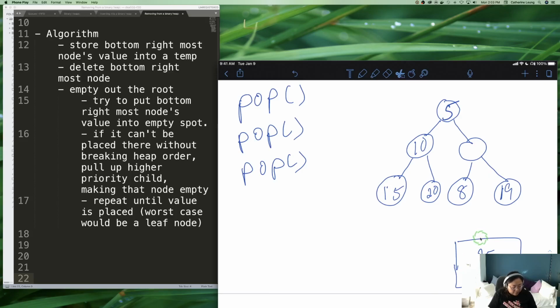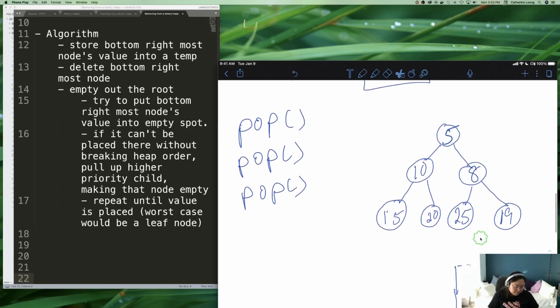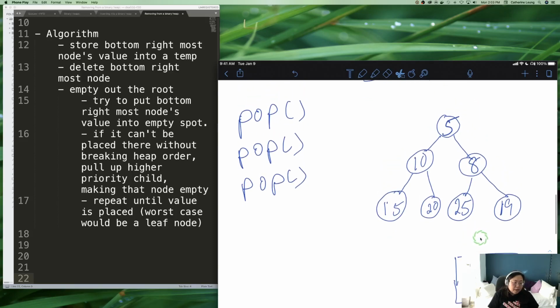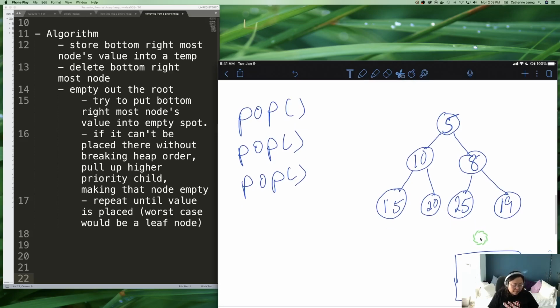Can I put 25 into here? The answer is no, that's still not valid because 8 and 19 are both still higher priority. Who do I pull up? Well, 8 is higher priority than 9, so we're going to move the 8 up into this position. So can I put 25 into here? Well, it's a leaf node, so sure, of course, why not? We're done. Okay, so this is how we do 1 pop.